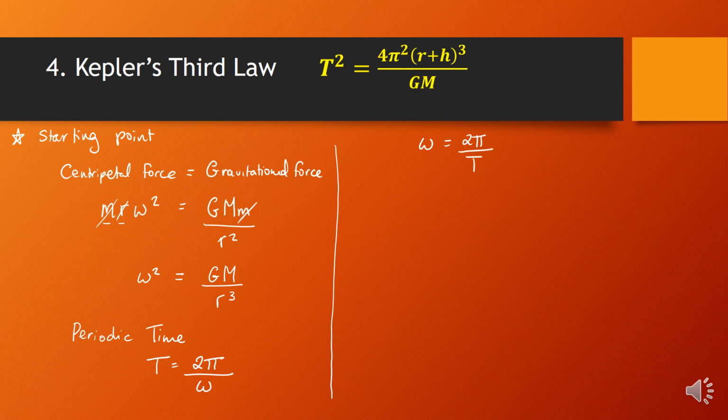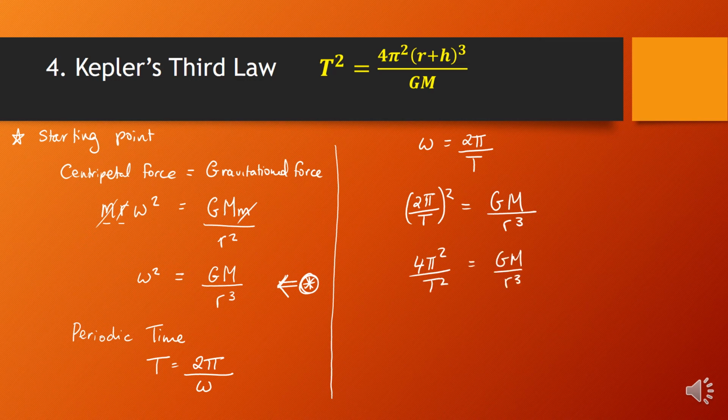And now we have an expression for omega, which we can substitute into this equation here that I'm marking on the left. So we had omega squared, so now let me put in brackets. Instead of omega squared, I'm going to have 2 pi over T, squared, should be equal to GM over r cubed. So we're going to have 4 pi squared over T squared is equal to GM over r cubed.